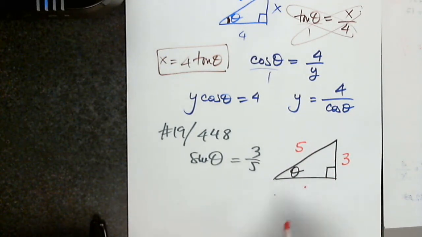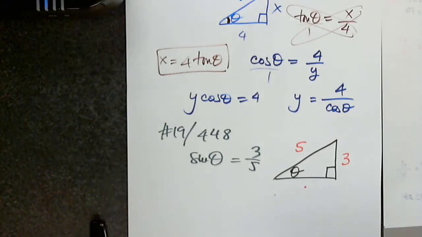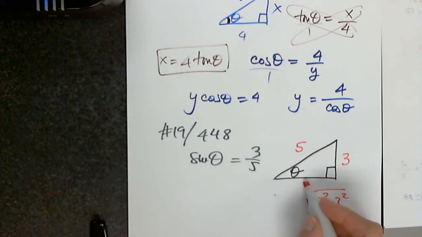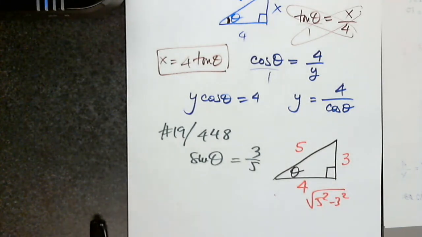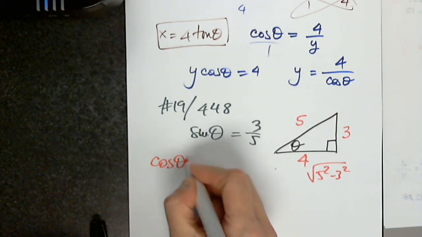So then I can determine this. How do I determine the other leg? Because I need to determine them because I'm asked to find them. 5 squared minus 3 squared. Yes. So the square root of 5 squared minus 3 squared. So 25 minus 9 is 16. So this will be 4. 3, 4, and 5 are so-called Pythagorean numbers. Good, very good.